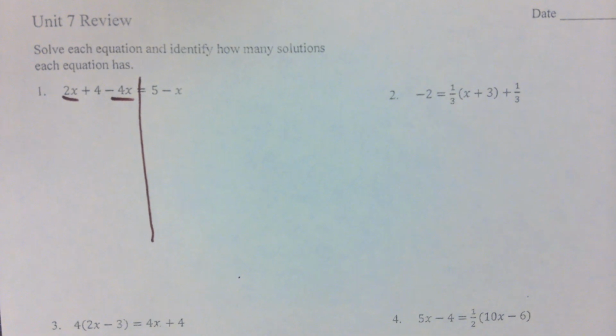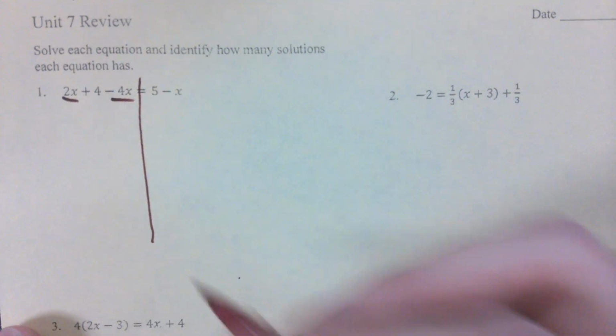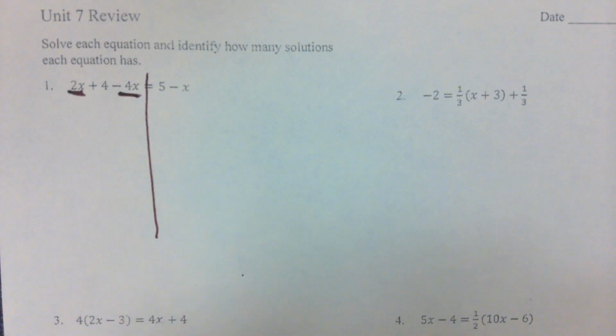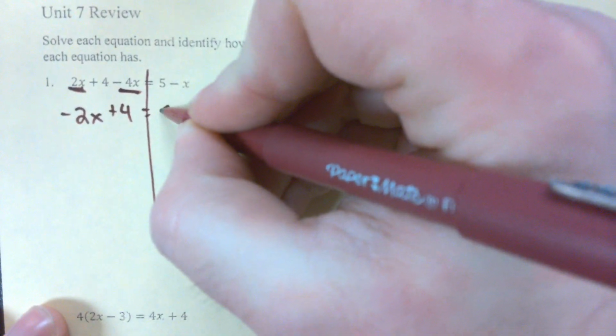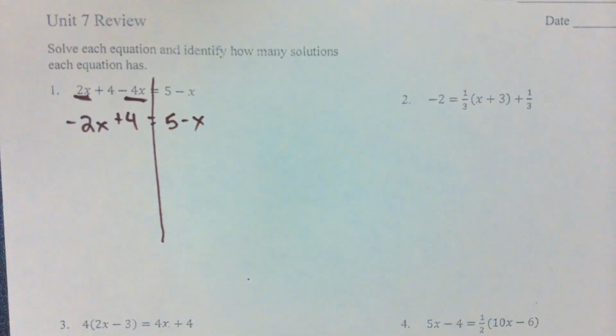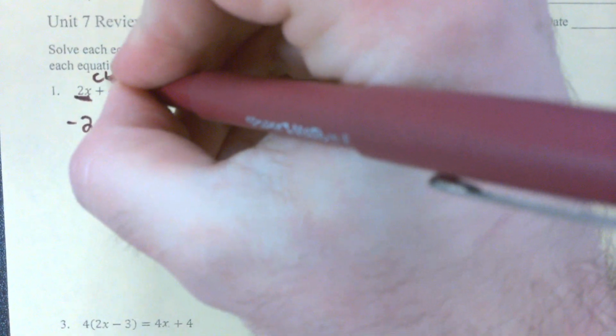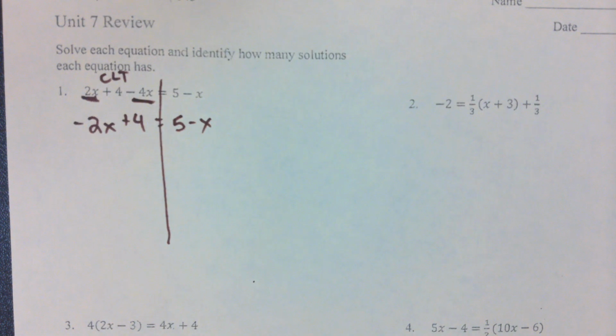Yeah, there we go. So anyway, we're going to combine these like terms, right? 2x minus 4x. I saw a lot of different things here. That's why I always say focus on the coefficients. 2 minus 4 gives us negative 2x. Plus 4 stays the same, and the right side stays the same. What we did there was combine like terms.